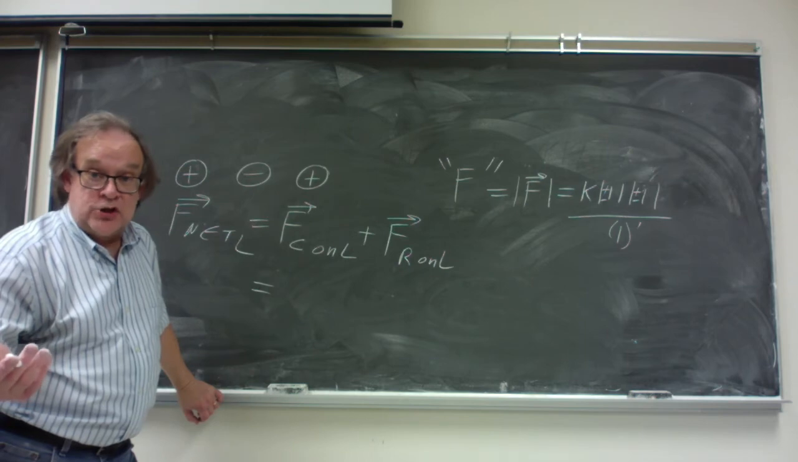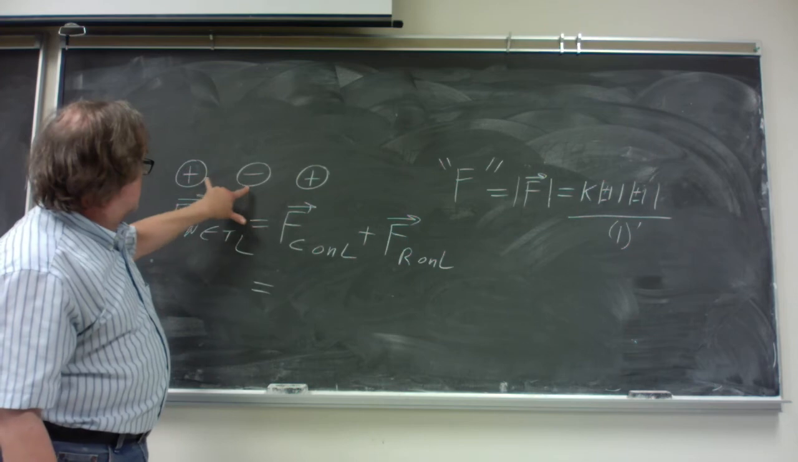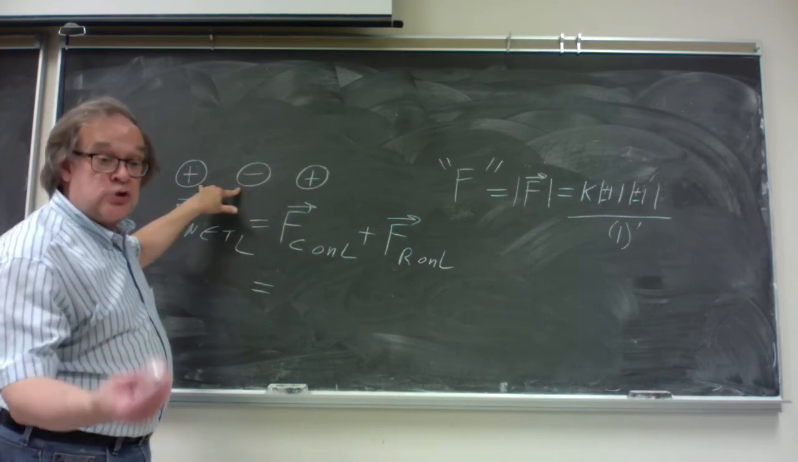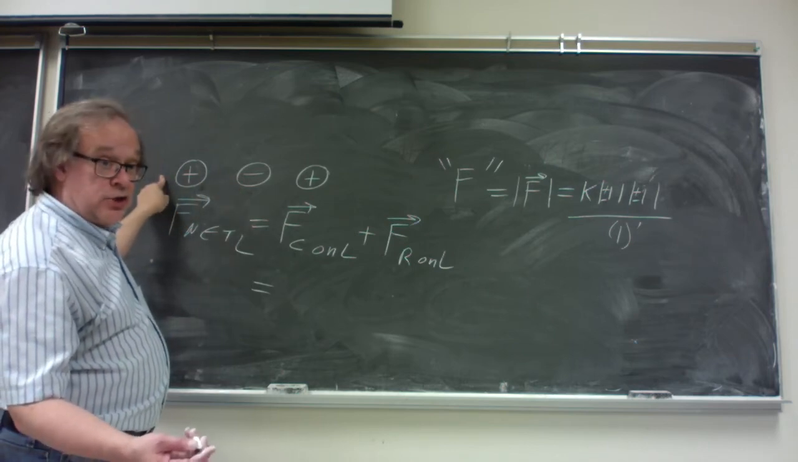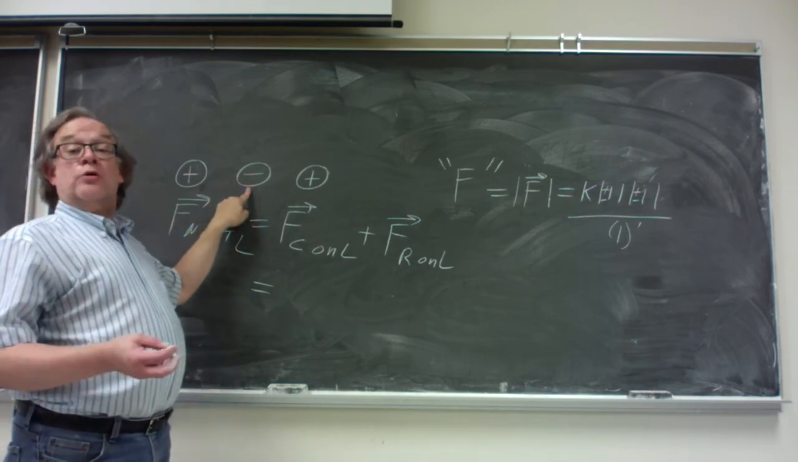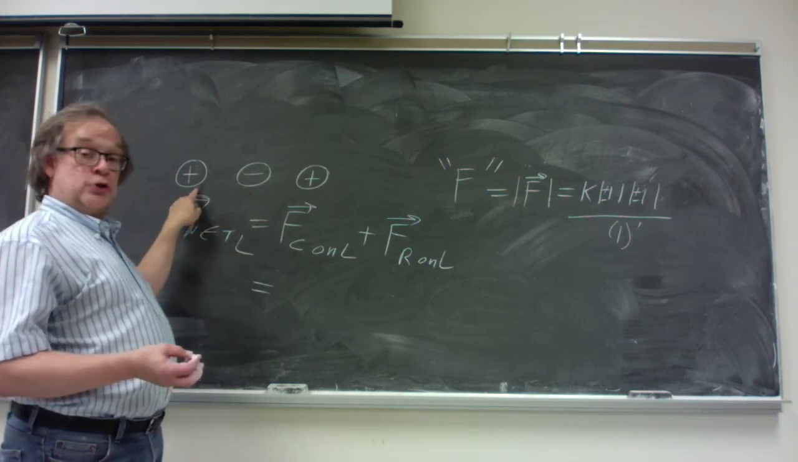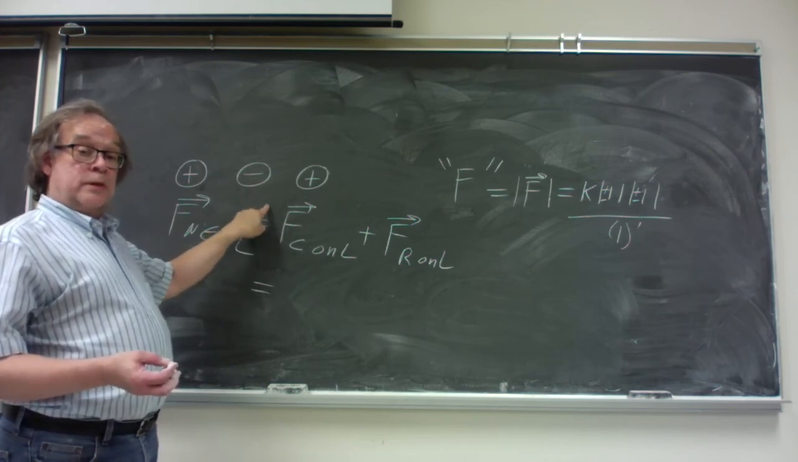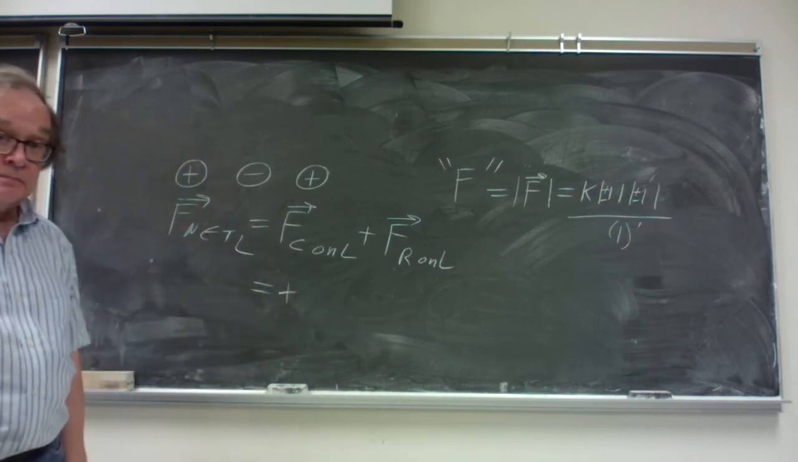Start by thinking about directions again. So the force from the center charge on the left charge: center and left charge have opposite signs, so we have attracting forces. The force on the left-hand charge is an attracting force. It is pulled towards the source of that force. So this is pulled to the right by this. So the force from this on this is a force to the right, in other words, positive direction.